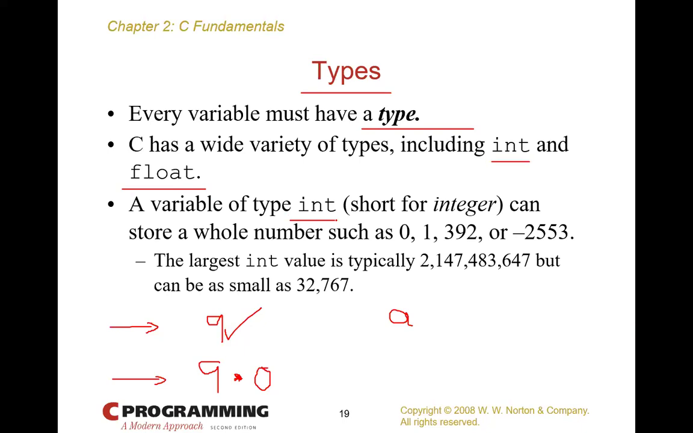A variable of type integer, int, short for integer, can store a whole number, such as 0, 1, -5, 10, but it cannot store a decimal point. The largest integer value is typically something like this, but it can be as small as whatever we like, such as 5 or -5. But the key thing is that it cannot have a decimal place. It's no longer an integer if it has a decimal place.